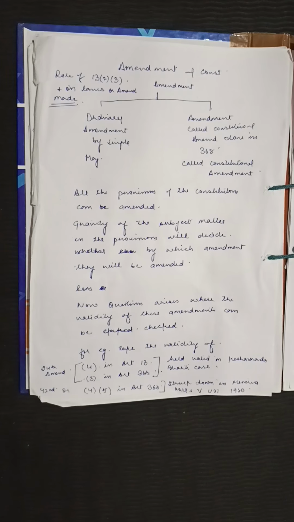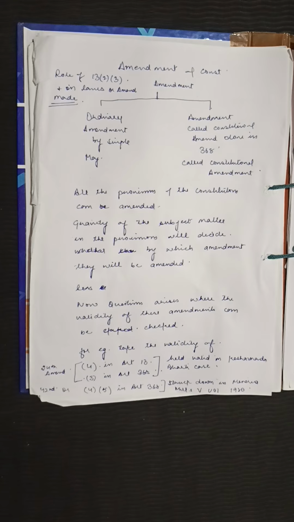Take an example of clause 4 added to article 13 of the constitution and clause 3 added to article 368 of the constitution of India. These clauses are inserted by the 24th amendment. Their validity was challenged in the Kesavananda Bharati case, wherein the Supreme Court, after judicial review under Article 13 of the Constitution, upheld the validity of these amendments and declared it a constitutionally valid amendment.